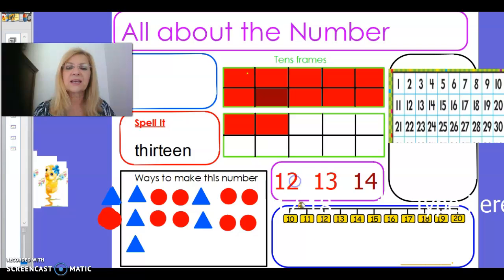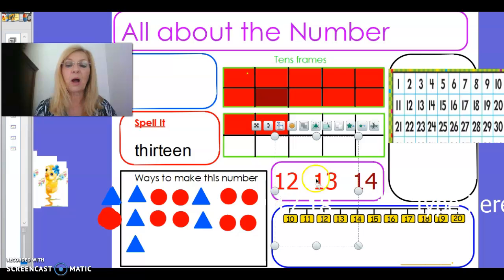One less than 13 is, yes, 12. And look up here, you see 10, 11, 12. Or if you look at your number line, here we are at 13. One less means you're going to go backwards. Yes, before 13 is 12, you're going to go backwards. You can see it up here too. 13, go back one is 12. So we have the numbers 12, 13, 14 there.